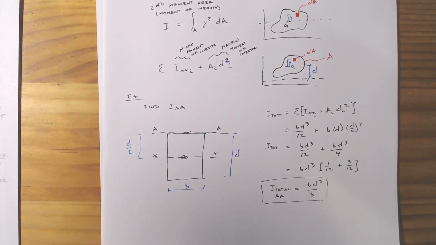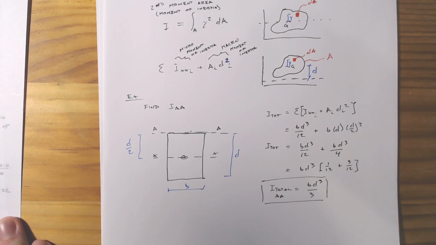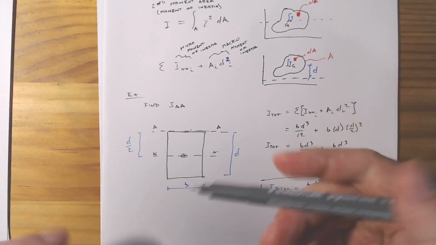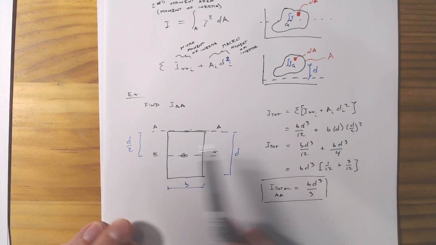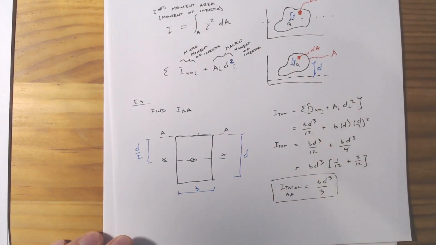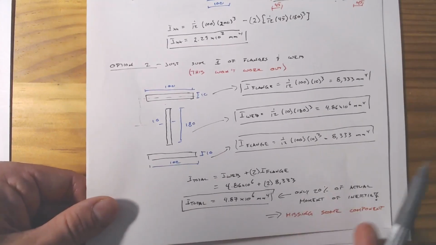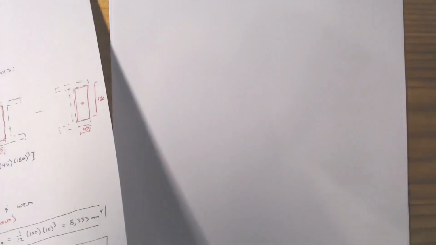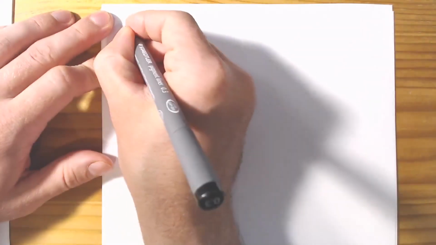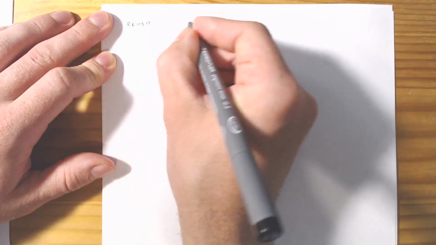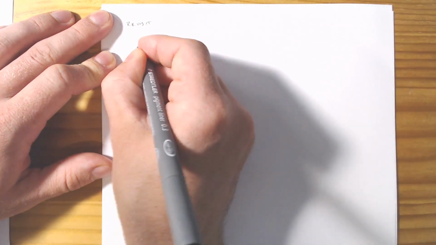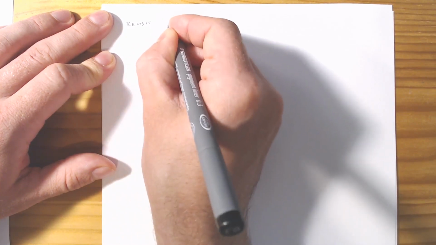All right, so that's that bit there. So that's just how to apply the parallel axis theorem on a simple rectangle. Let's go back to our option 2 example, to revisit the I section.